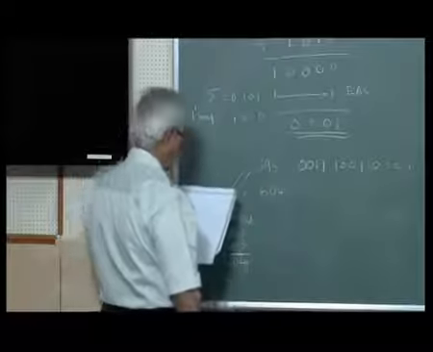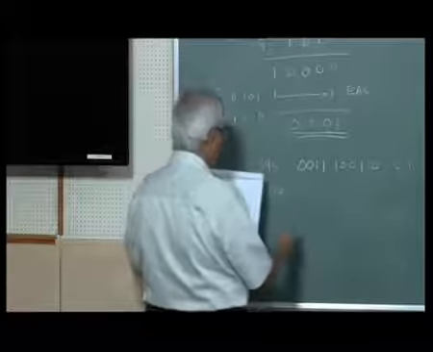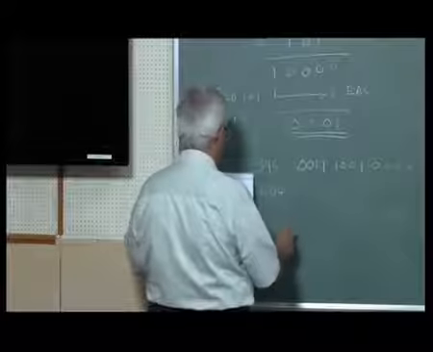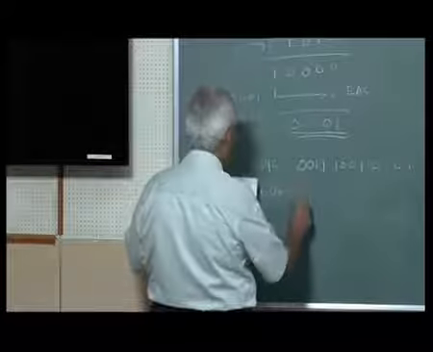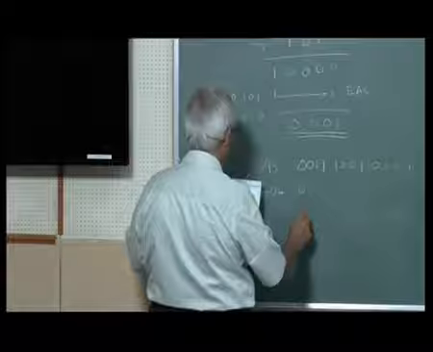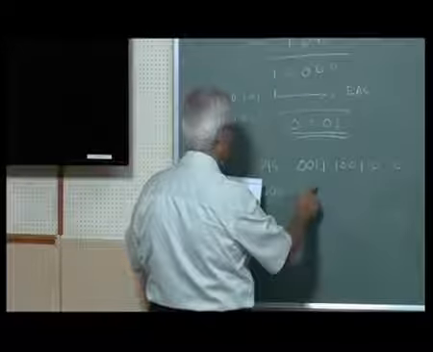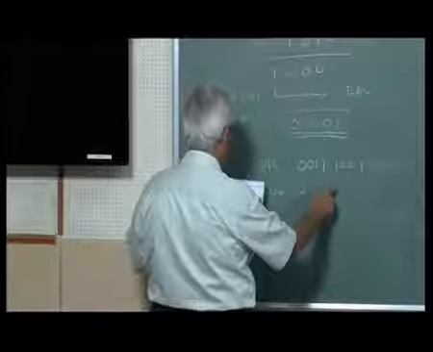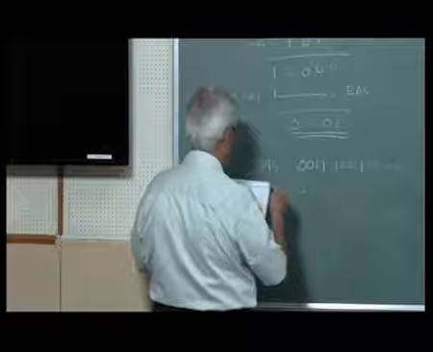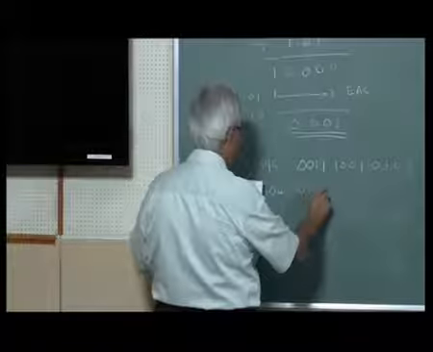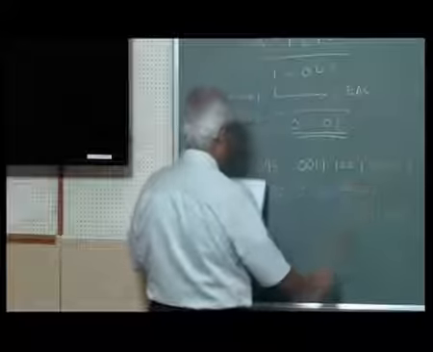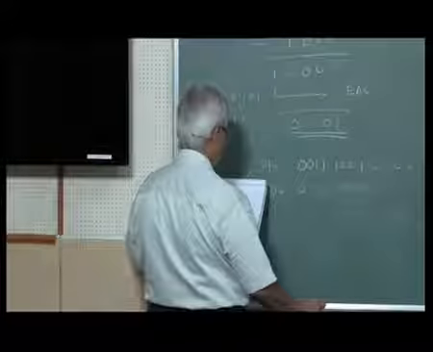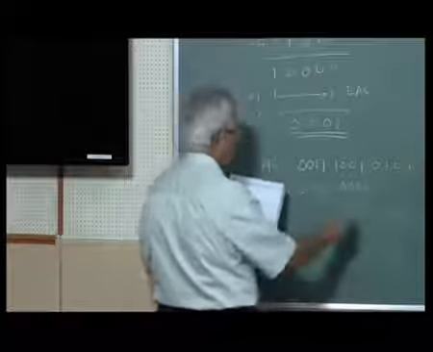If you take 604, it becomes 100. 0011. This is 3. 6. 0110. 0000. 0100.